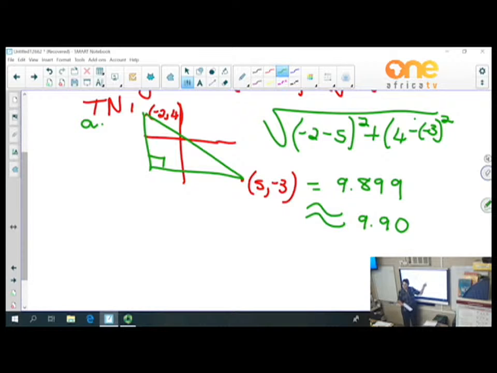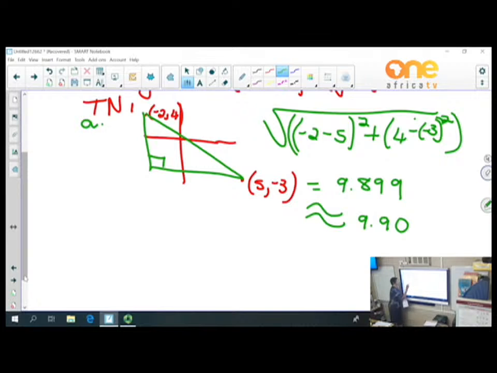So if you look here, negative 2 minus 5 is negative 7 squared. It's vitally important that the square is outside the bracket. If you put that square inside the bracket, you're going to get the wrong answer. And the same here. This is then 7 squared plus 7 squared, so 49 plus 49, the square root of that. So I get the same answer there. But that square must be outside the brackets, otherwise you're going to struggle. Then put extra brackets if you still struggle.